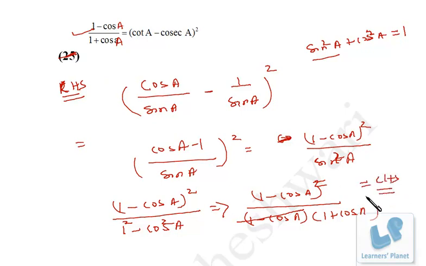Right? So it's quite an easy problem. You just have to convert cot and cosec to cos and sine. Simply solve it. Some factors will be cancelled and you will be left with the right hand side.